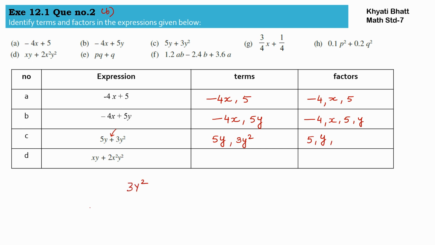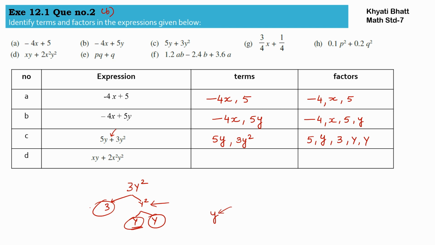For 3y square, the number will be separate. Then comes y square, so for y square, again two factors will be there, y into y. So our factors are 3, y and y. We cannot write y square as a factor. Factors means you cannot separate them further. So y into y. For example, y square is a product of something, so that cannot be the factor, but y can. Further you cannot separate this y, so you have to write y only. So this will be the factor.